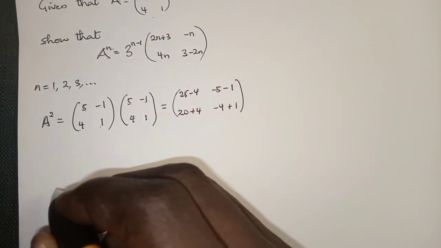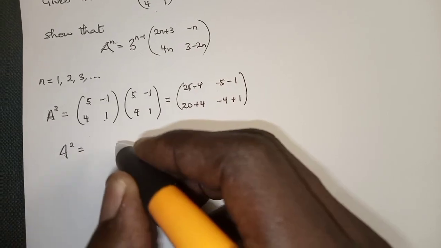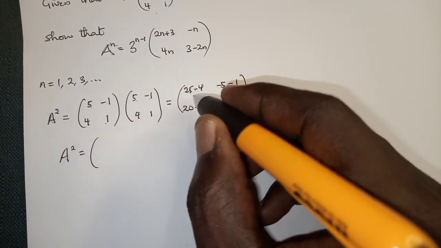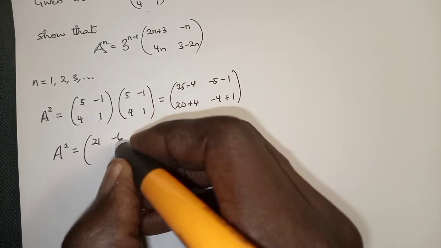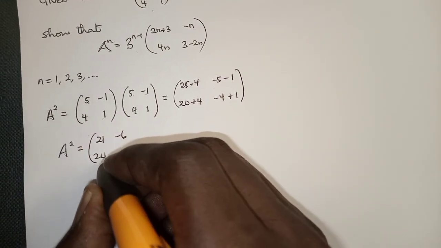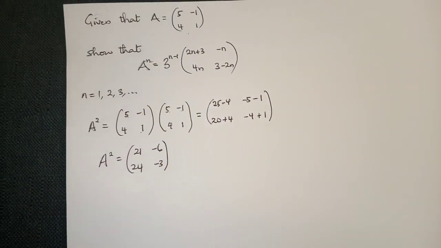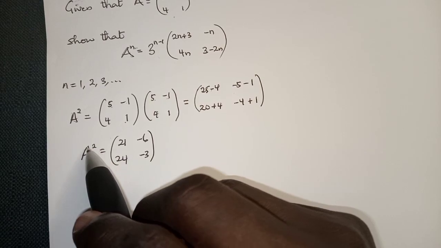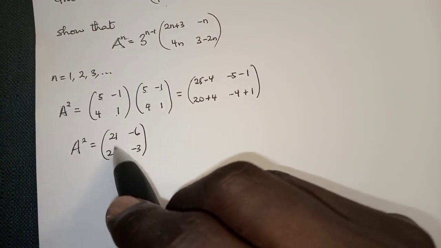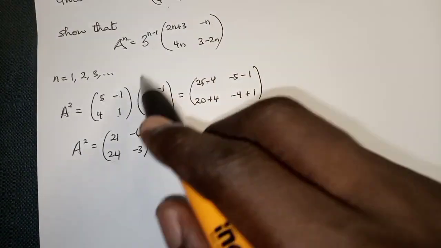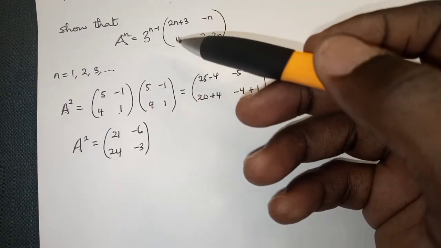We close this. So A square, that is A exponent 2, will be equal to, solving this, 21, minus 6, 24 and negative 3. If you put 2 into this, you get this. If we expand and simplify, you get this, but we want to show that it is equal to this, so we want to create the pattern.